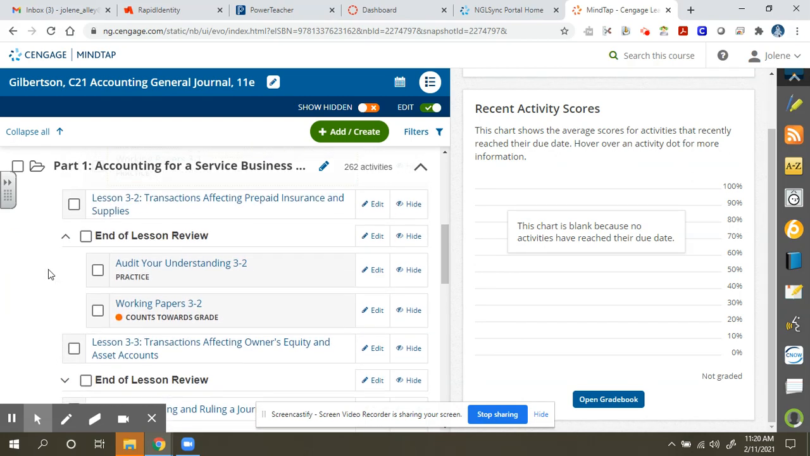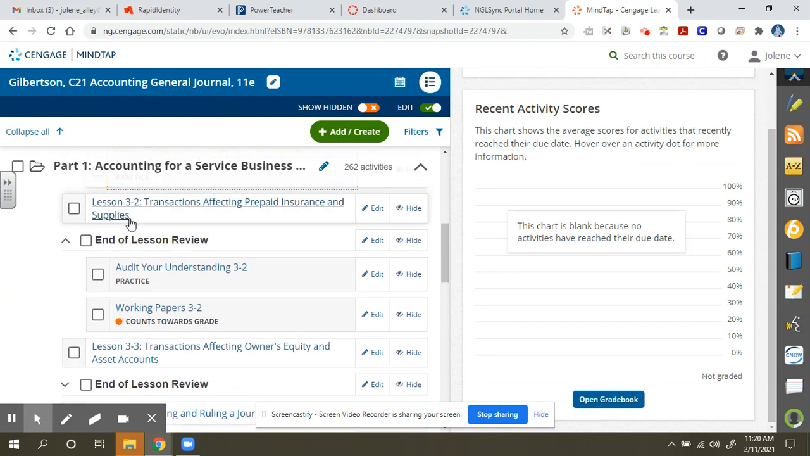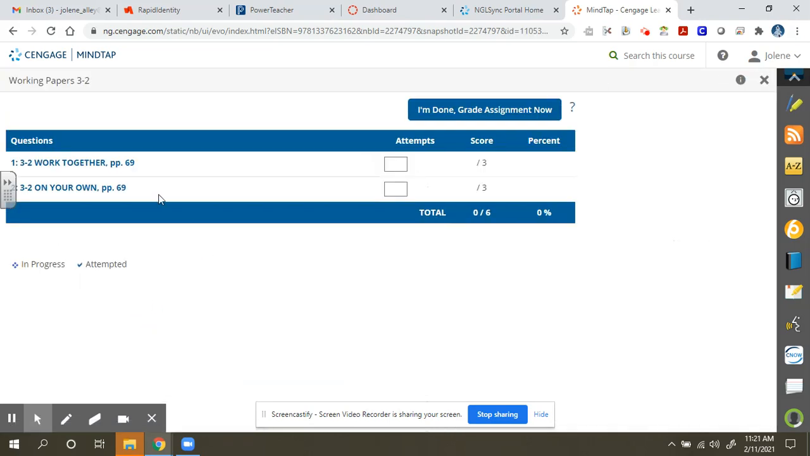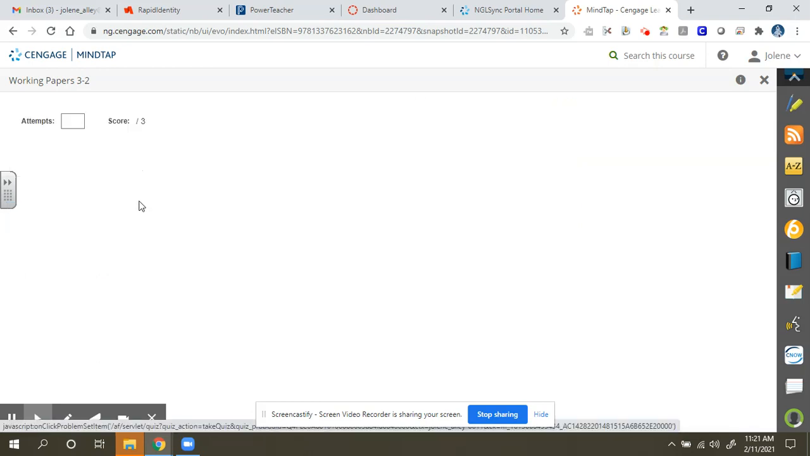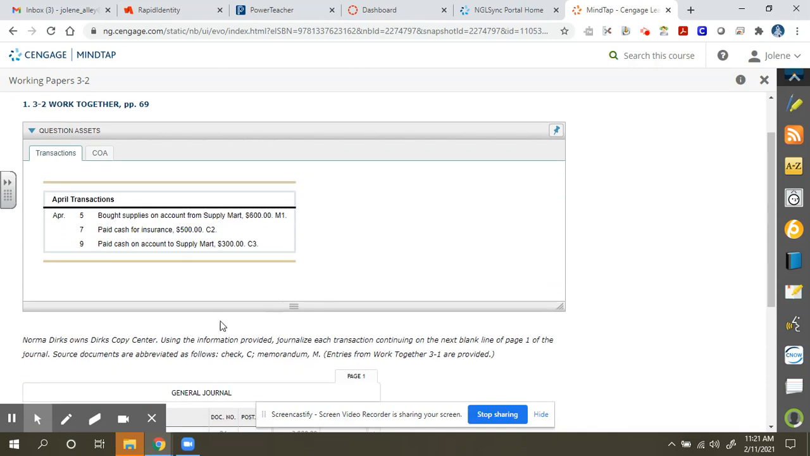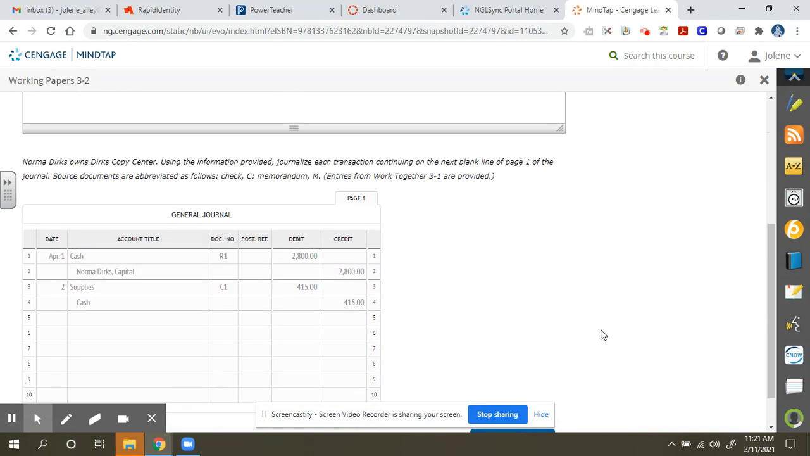Same thing. Here's lesson 3-2, and I'm going to working papers. Work together, and this is on page 69 of the book. Now here's what's happened. Look, we have Norma Dirks again. Owns Dirks Copy Center, just like we did before. Using the information, they want us to journalize. Look, there's the general journal and what we've already done. This is what we did in 3-1.